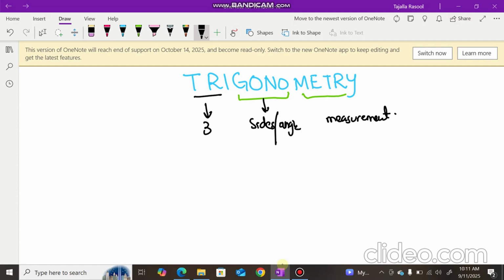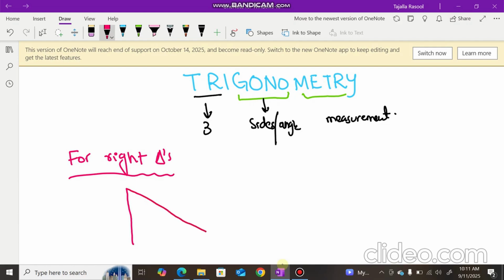Actually, triangle means three sides and angles. So first of all, let's talk about if we have a right angle triangle. Right triangles look like this, having the 90-degree angle. Here you go, there is a 90-degree angle, and these two angles are the acute angles over there.